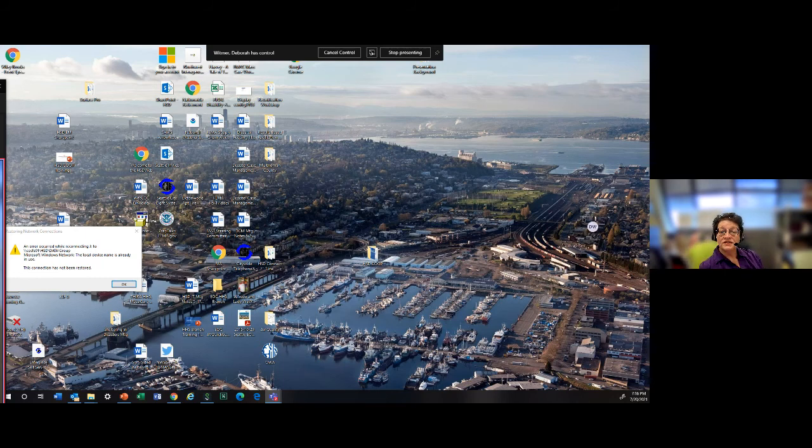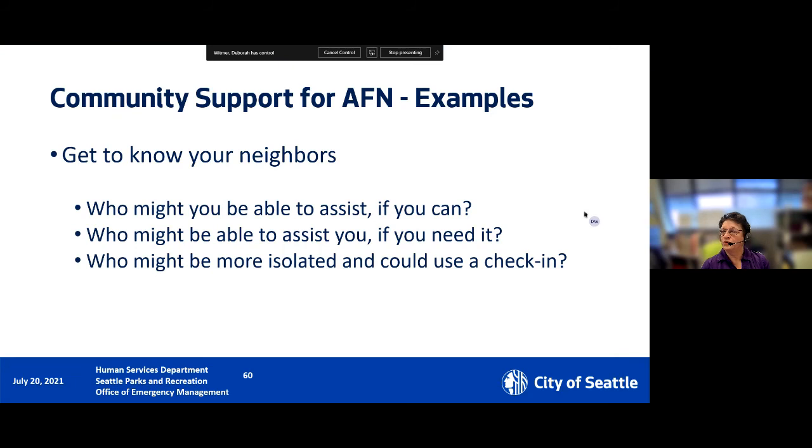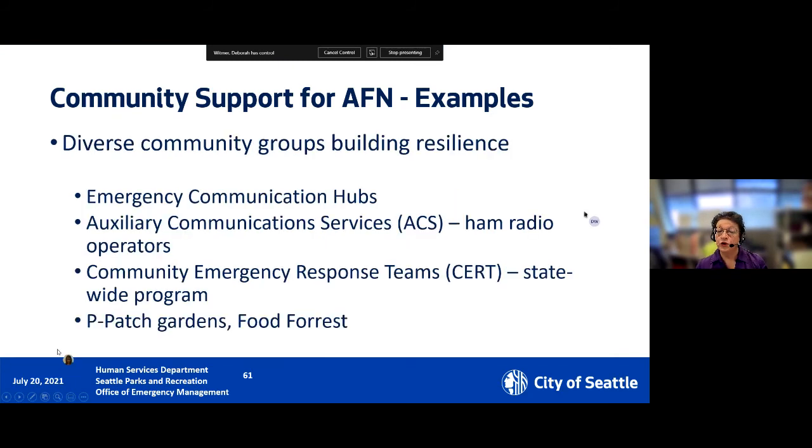Thank you. So when we talk about community support, some of you are already involved with one or more of the groups that we have in the city. We'll show them here in a minute. If you're interested in joining with others to become more prepared, we have a number of diverse community groups that are working together to build resilience. Just a few of them are on this slide.